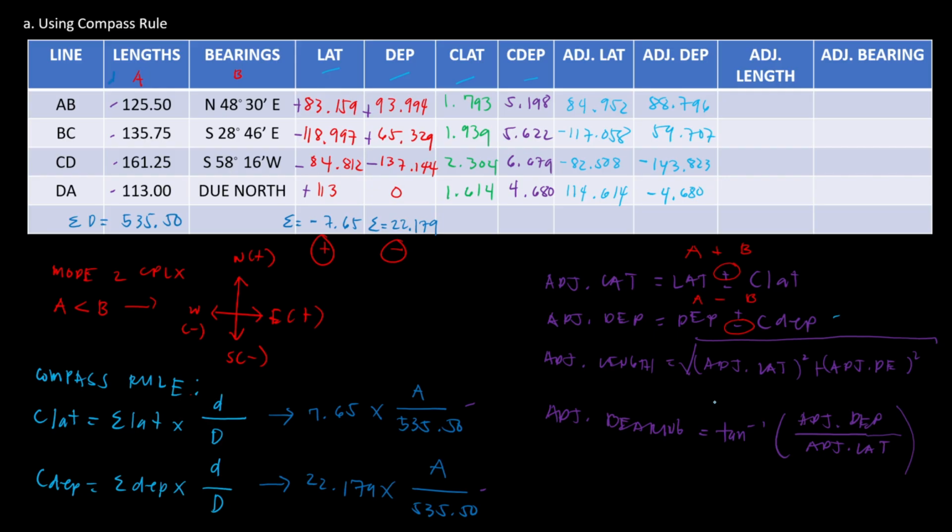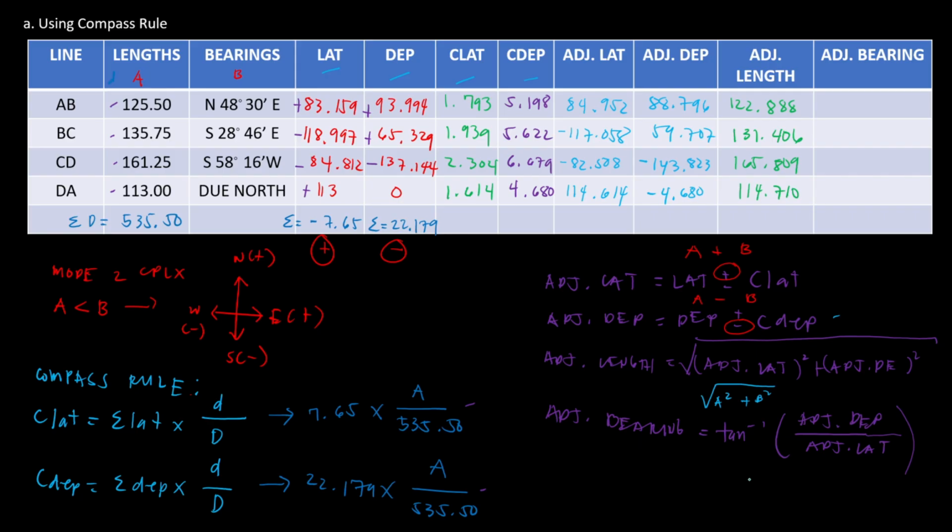Ayan, so gawa ulit tayo ng equation. So, A squared plus B squared, and square root lang natin. So, ito, yung nakuha natin adjusted latitude and then adjusted depth, para makuha natin yung adjusted length. So, makuha natin dyan for line AB, 122.888. And the next, line BC, 131.406. And then, line CD, 165.809. And then, line DA, so that is 114.710.